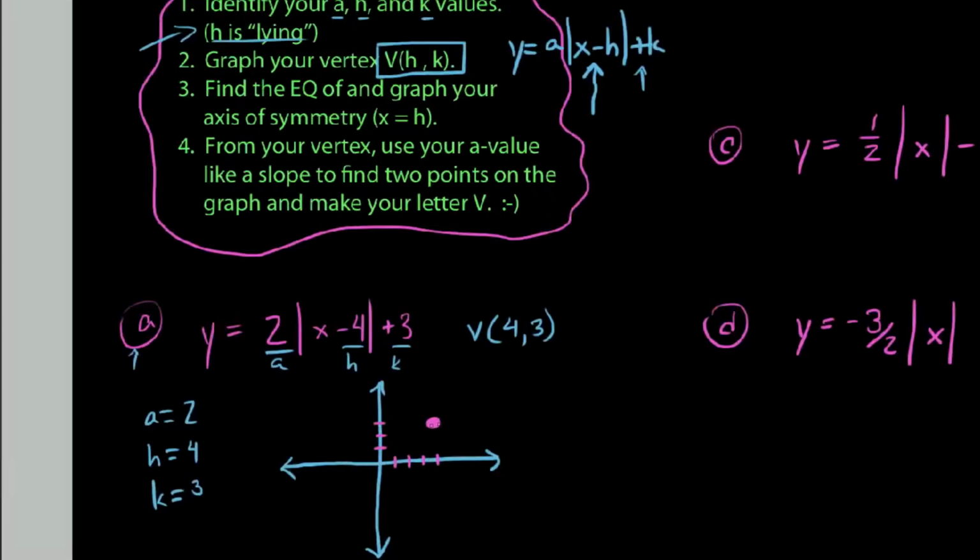As a matter of fact, it's always a good idea to label this. Because our a value is positive, I happen to know this is going to open up, so I'm going to label it underneath here. We say the vertex is at 4 comma 3.